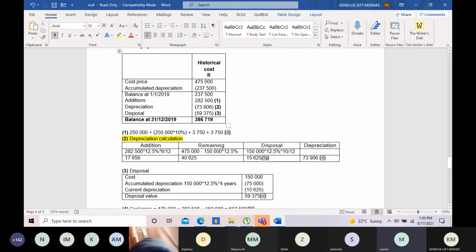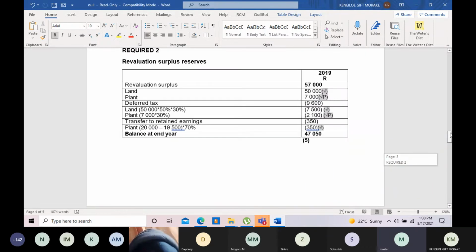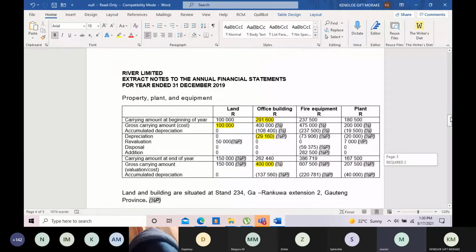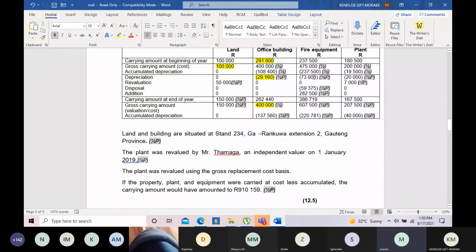Start by reading what is required of you. Start by reading the requirements. All right, so that is it for depreciation. If you can go back there, you can see that 73,906 is your depreciation. That is how you can get the depreciation if you have the disposal or the damaged amount or the additions as well. Don't be confused on that one. Don't get confused.